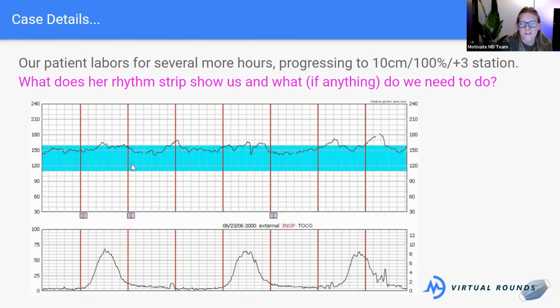Okay, so this is actually, I think, maybe the same category 1 picture that I used a little bit earlier in the slides. We see a nice, approximately 150 baseline heart rate with some accelerations in response to the contractions. So this is a totally reassuring strip, and we can just continue to let her labor and push and do what she needs to do.